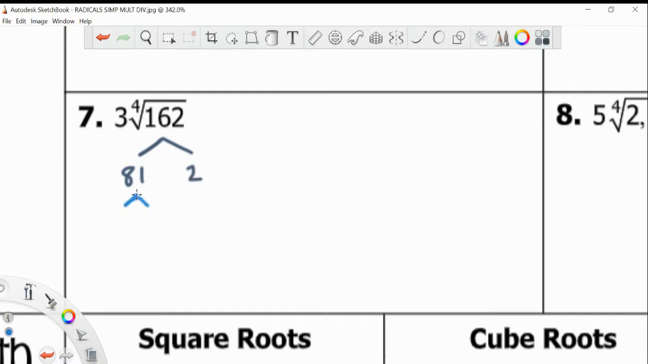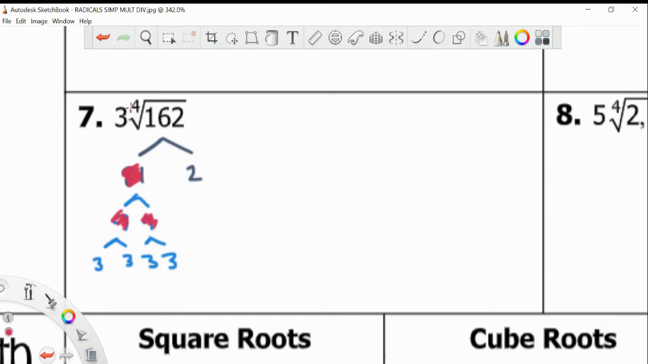Excellent job. We're going to split up the 81. 9 and 9. Split up the 9s. 3 and 3 and 3 and 3. And again, all these numbers that got split up, we don't need to be confused by those. And so here's what we got left. We've got a 3 and a 3 and a 3 and a 3 and a 2.